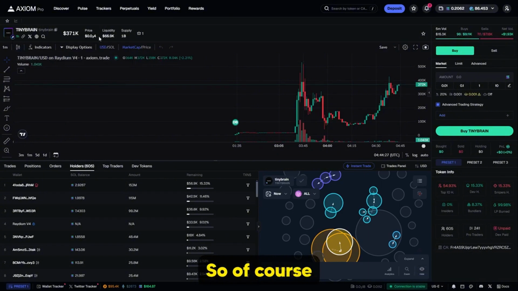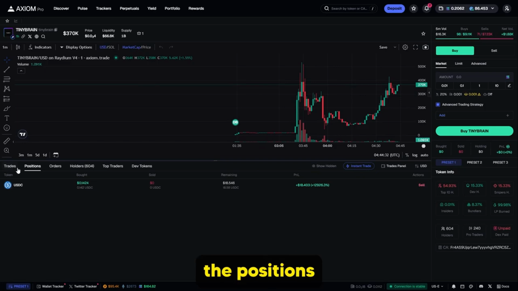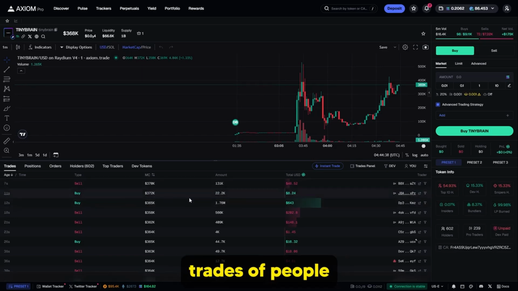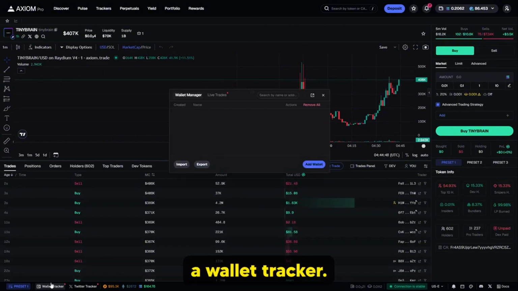So of course, with this as well, you can see the orders, you can see the positions that you have. Currently, I just have some USDC, which I've just withdrawn. And then, of course, you can see the live trades of people who are buying and selling this coin. I'm not sure why it's not updating right now. It does say feed pause, but usually it's very, very quick and you will be able to see exactly what's going on. So as well, you do have a wallet tracker.